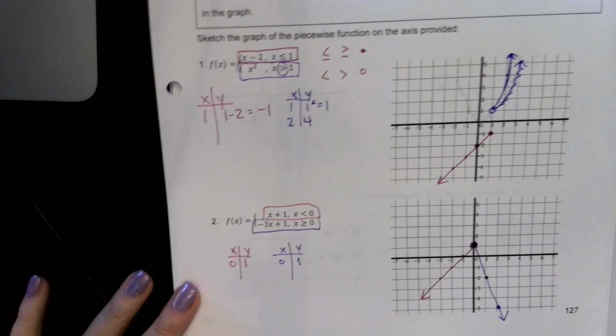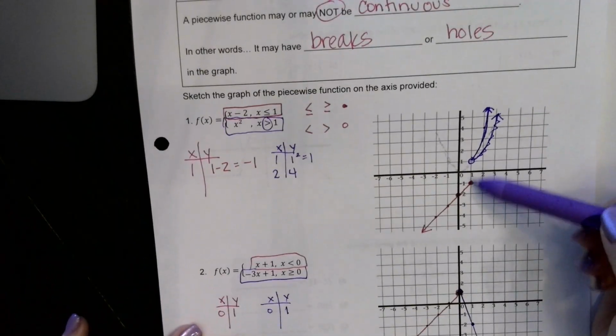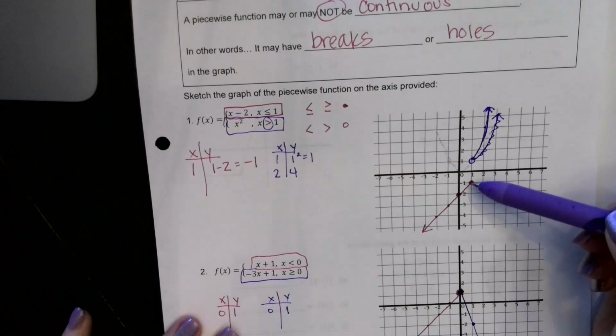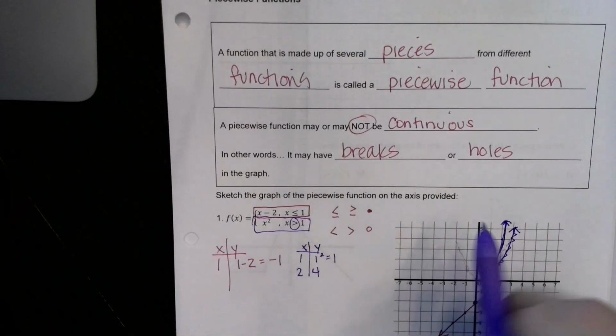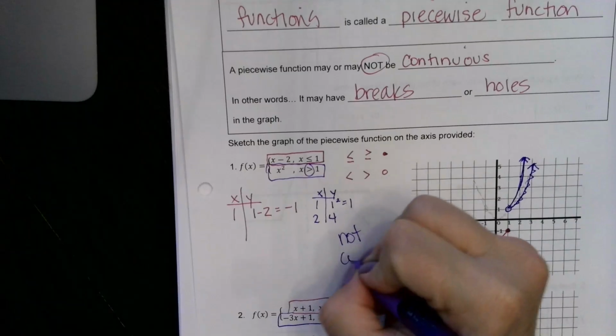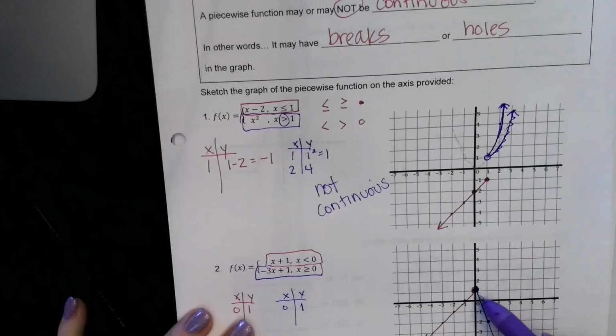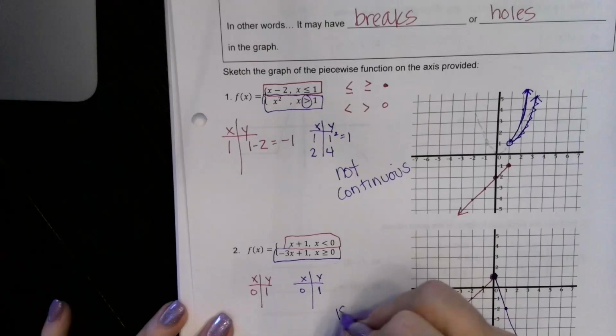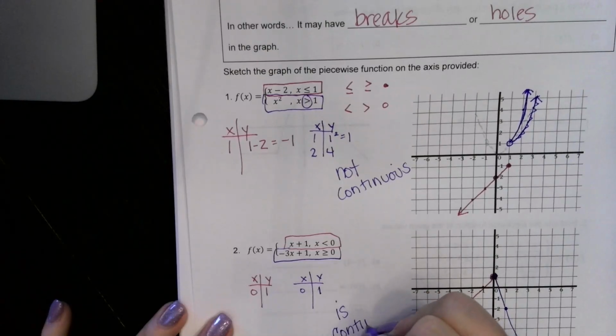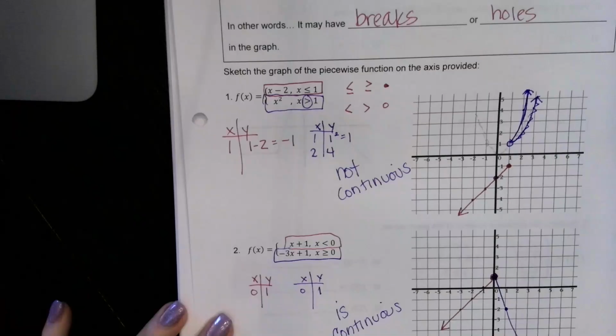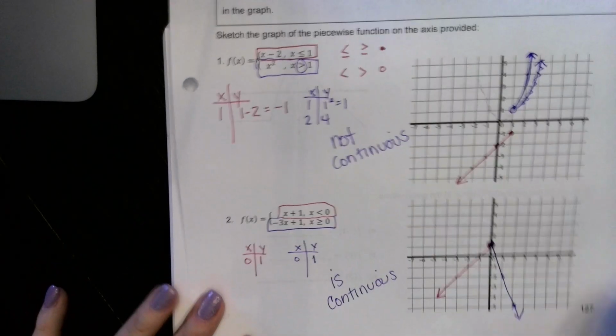Now, two things I want to talk about. This function, I have a break. So because I have a break in this function, that's what this says up here, this is not continuous. Here I have no break. So I had a hole for one and then I color in the hole for the next one. So this is continuous. Oh, sorry about that. That is continuous. Okay, let's flip it over.